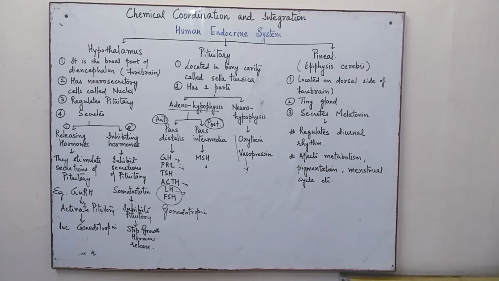This melatonin is found to control the diurnal rhythm, that is, the 24-hour rhythm of the body, and in maintaining the normal rhythmic cycle of sleep and wake, because it is sensitive towards light. So melatonin helps in maintaining the diurnal rhythm of the body. It also maintains the body temperature, metabolism, pigmentation, the menstrual cycle, as well as immunity.